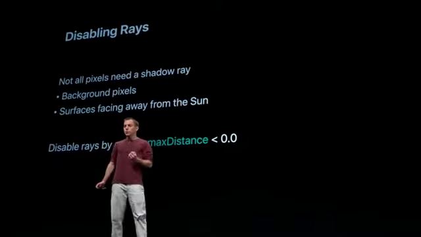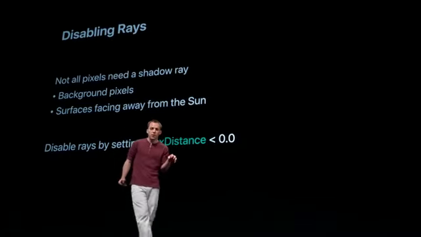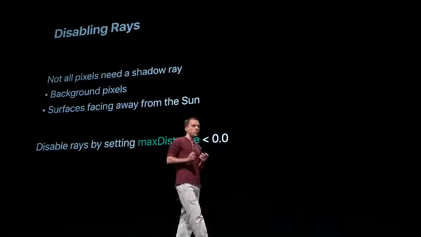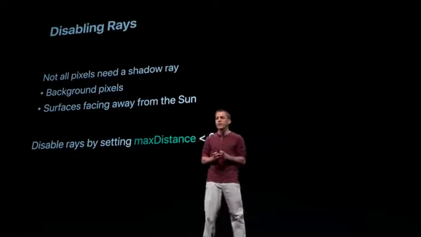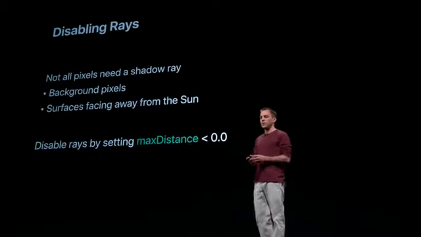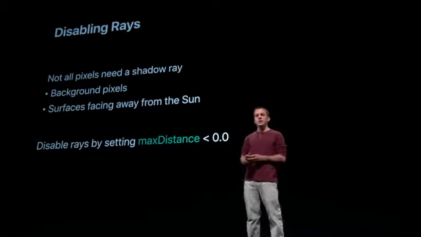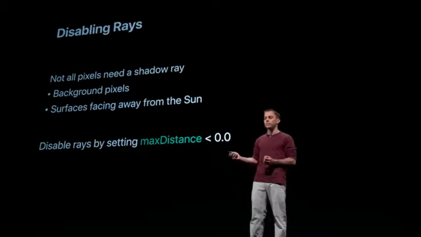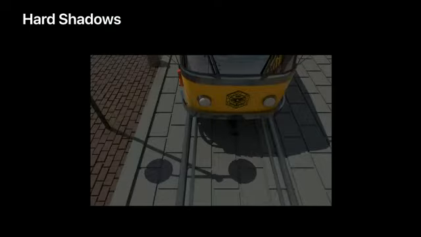Now, it's likely that your ray buffer contains a ray structure for each pixel on the screen. So what we need here is a way to tell Metal to skip firing rays for the pixels that we just don't care about. Now, there's a few ways to do this, and the approach I'm showing you here is simply to set the max distance field in your ray structure to a negative value. And that's the main things you need to know for hard shadows.